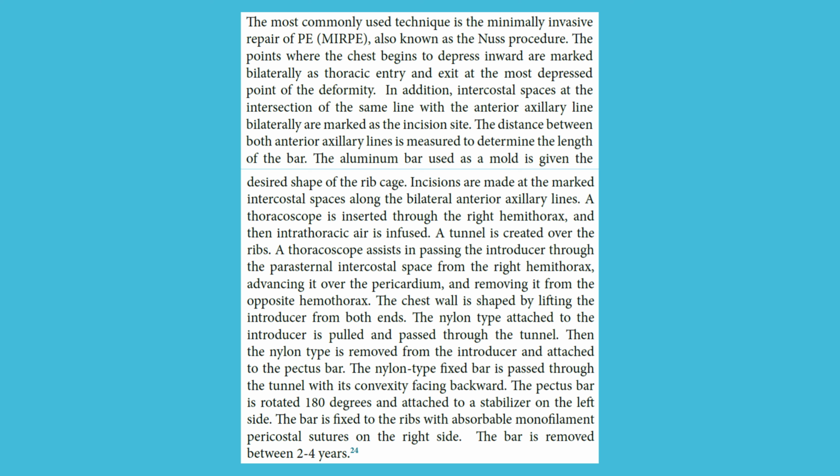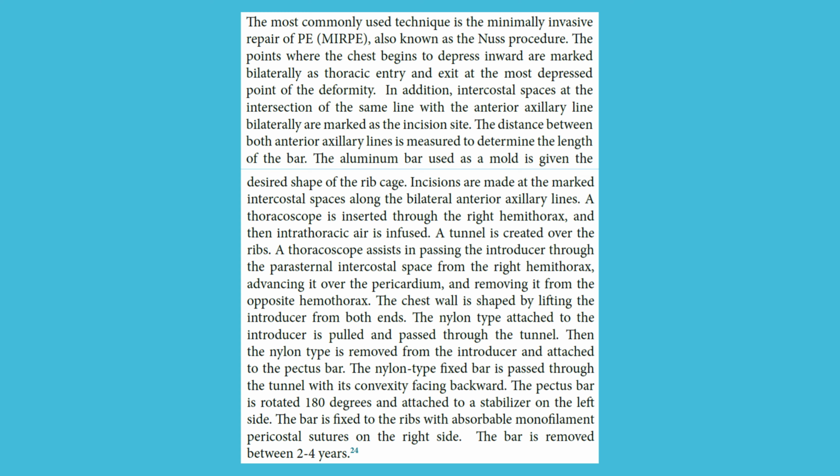A thoracoscope assists in passing the introducer through the peristernal intercostal space from the right hemithorax, advancing it over the pericardium, and removing it from the opposite hemothorax. The chest wall is shaped by lifting the introducer from both ends. The nylon tape attached to the introducer is pulled and passed through the tunnel.